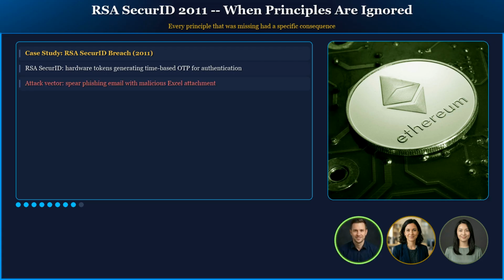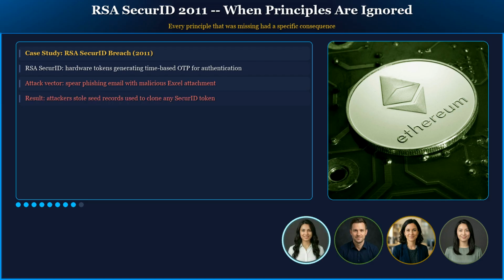The attack started with a spear phishing email sent to RSA employees. The email contained a malicious Excel attachment exploiting a zero-day vulnerability. One employee opened it. That single click gave attackers a foothold inside RSA's network. From that foothold, the attackers moved laterally to reach the database containing the seed records for SecurID tokens.